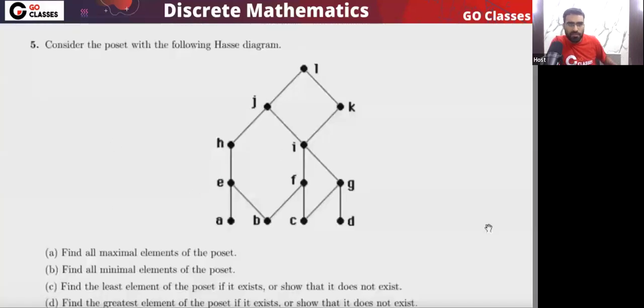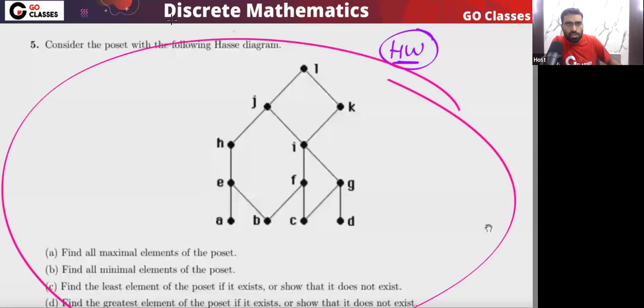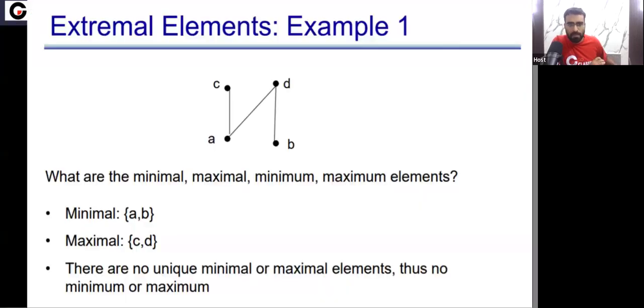This question, can I give you as homework? Please take this question as homework. Write your answer in the comments. So pause the video right now. Try to solve this question and write your answer in the comments. For every homework, please make a separate comment. So pause the video, solve this question, write your answer in the comments.